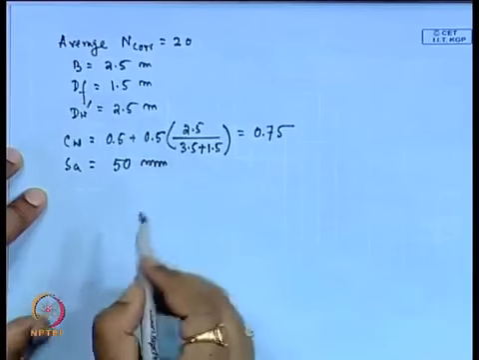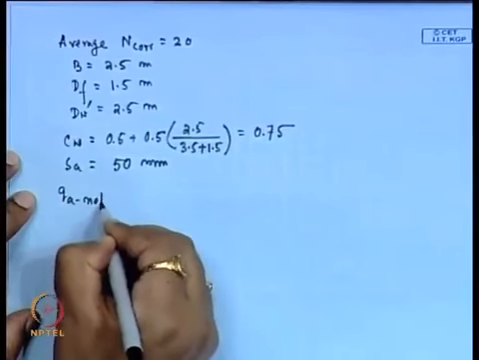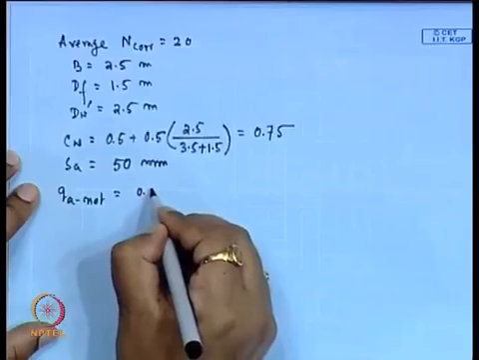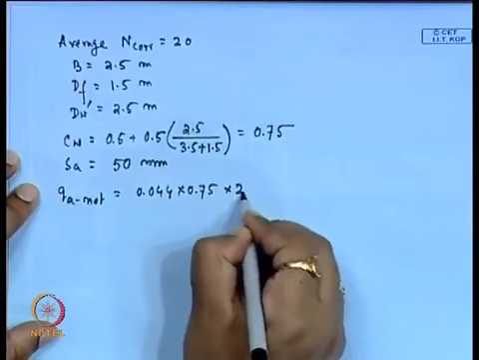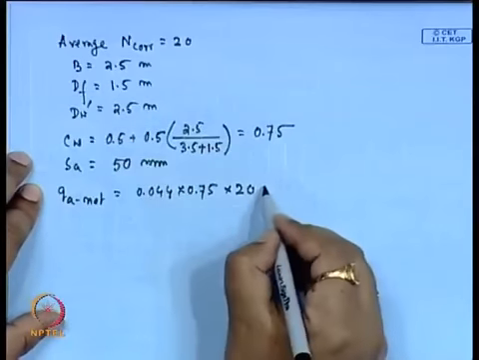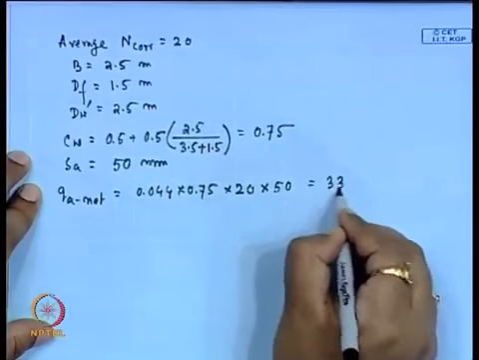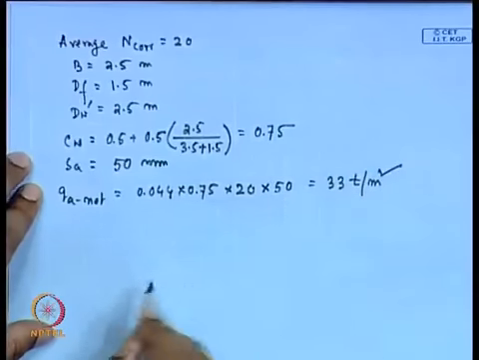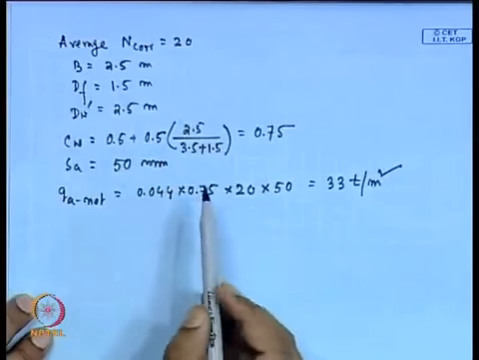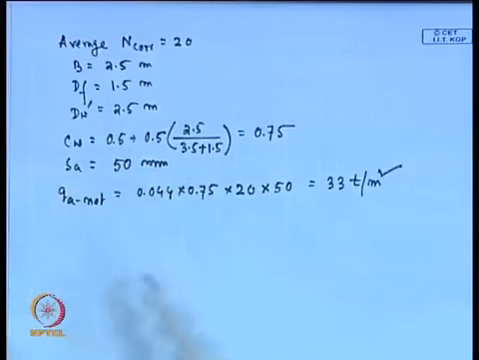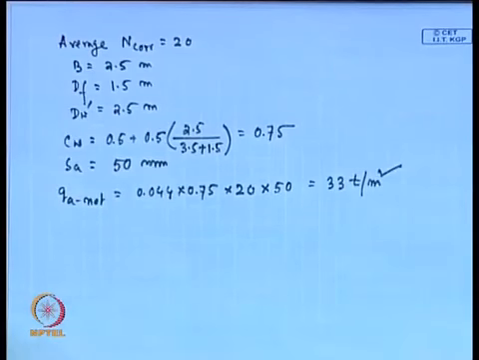So, now what would be the net allowable bearing capacity of the soil? By this expression, net allowable bearing capacity of the soil is 0.044 into 0.75 into 20, the average N value corrected, into 50, the permissible settlement. So, this is 33 ton per meter square. So, if we know the permissible settlement and the other dimensions, water table position and N value, that means the SPT value, then we can calculate the net allowable bearing capacity of the soil by using this type of expression also.